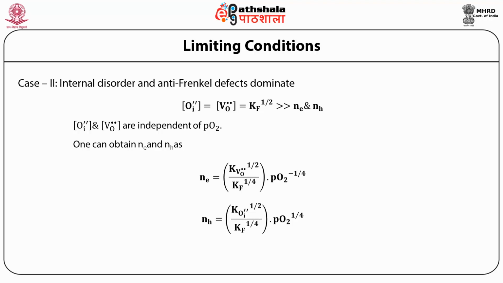n is equal to K_VO double dot to the power 1/2 divided by K_f to the power 1/4 times P_O2 to the power minus 1/4. Similarly, p is equal to K_OI double prime to the power 1/2 by K_f to the power 1/4 times P_O2 to the power 1/4. So the above equations provide the limiting conditions for the oxygen partial pressures separating into three regions, which we will be discussing in the next slide by the schematic.